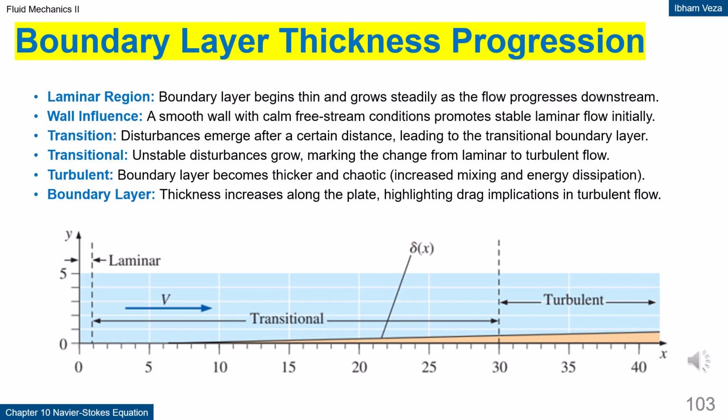Boundary layer thickness progression. Boundary layer thickness increases from the laminar region toward the turbulent region. A smooth wall and calm free stream conditions help maintain laminar flow longer. After disturbances grow, the boundary layer enters the transition phase. In the turbulent region, thickness increases more rapidly and mixing becomes stronger. These changes strongly affect friction and heat transfer.